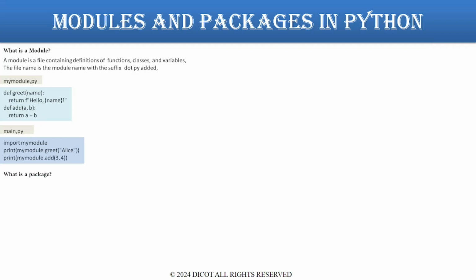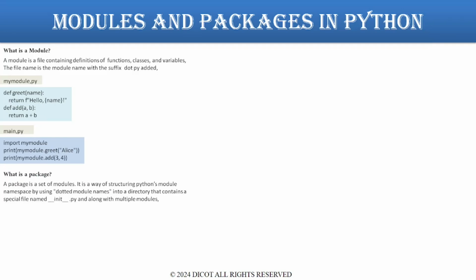What is a package? A package is a way of structuring Python's module namespace by using dotted module names. A package is a directory that contains a special file named __init__.py and can contain multiple modules. Example, let's create a package named mypackage with the directory structure as shown. It has two modules, namely module1.py and module2.py, along with the __init__.py file, which makes this folder a package.